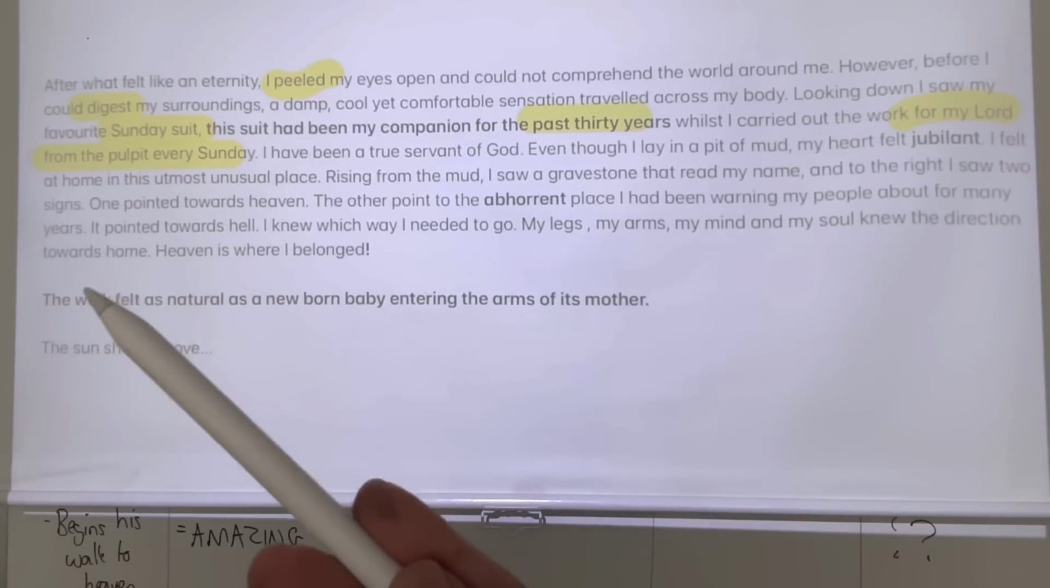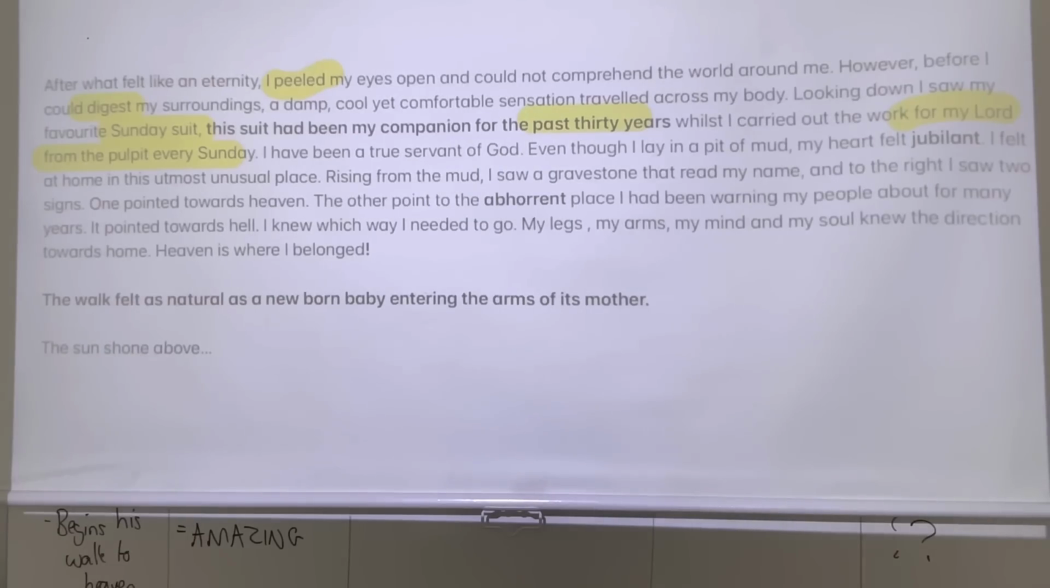Then here's my paragraph of one line long where I've used my simile. The walk felt as natural as a newborn baby entering the arms of its mother. That is paragraph 1 complete. So guys, here we have paragraph 1 complete. Then we have our one line paragraph complete. And here I now begin paragraph 2.